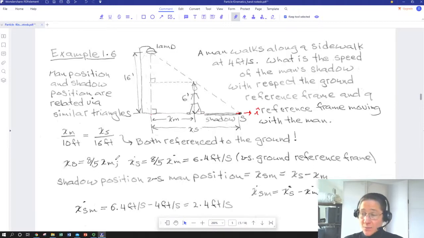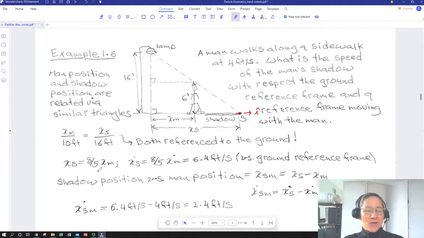So here we go. This is even simpler than our cable length. We have the whole length x sub s, which is basically the leading edge of the shadow's position. We're not looking at the length of the shadow. We're looking at the whole distance from the lamp to the leading edge, which is 8/5 times whatever position distance the man is from the pole. Okay? Those are both position expressions with reference to the ground reference plane.